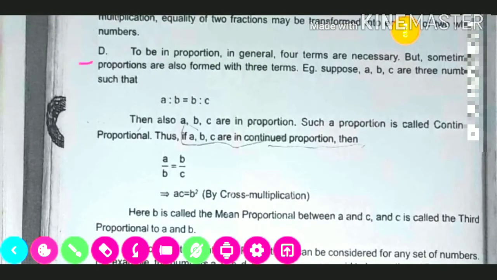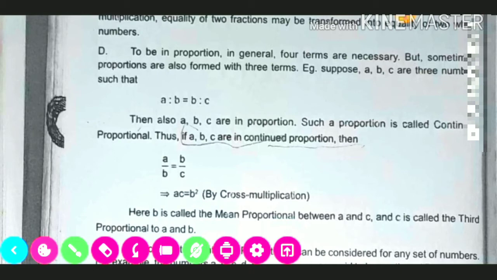Number D. In general, four terms are needed, A, B, C, D, like this, four numbers are needed. But sometimes proportions are also formed with three terms. For example, A, B, C are three numbers such that A is to B is equal to B is to C. Then also A, B, C are in proportion. Such a proportion is called continued proportion.